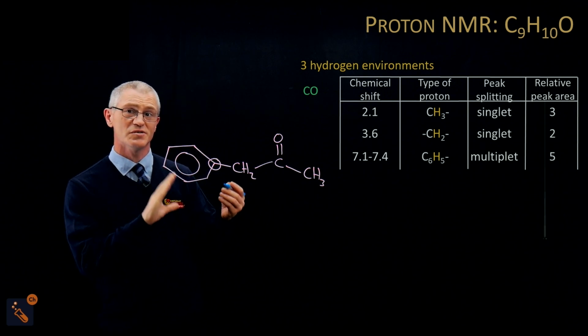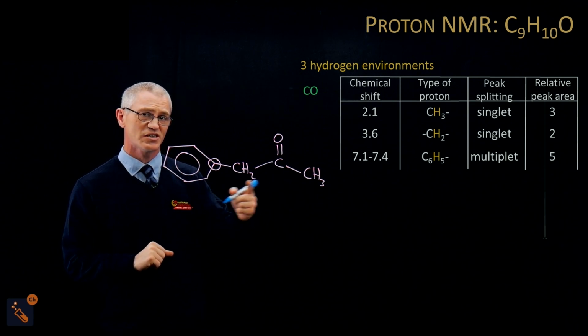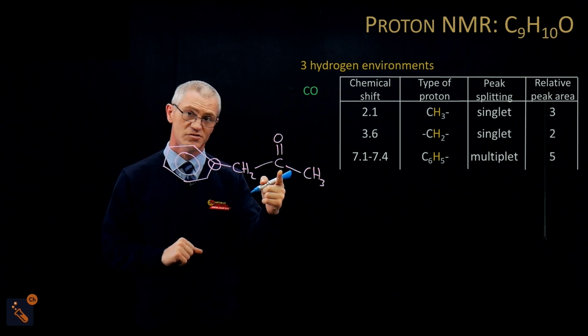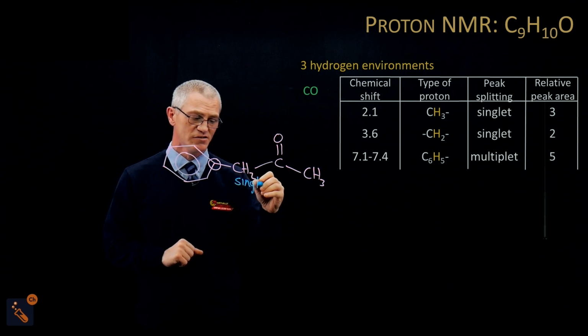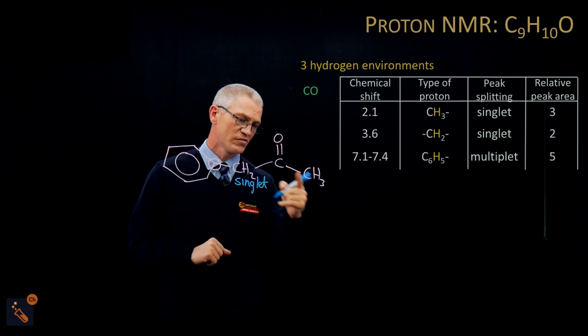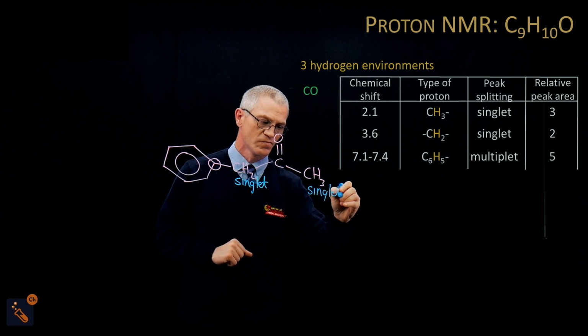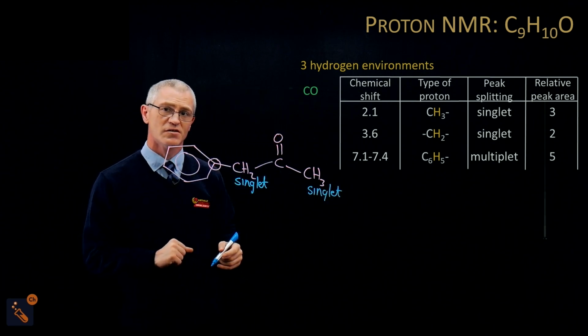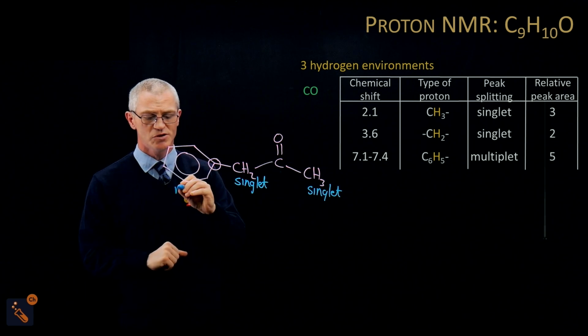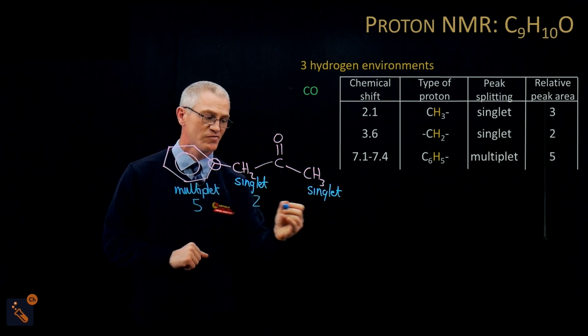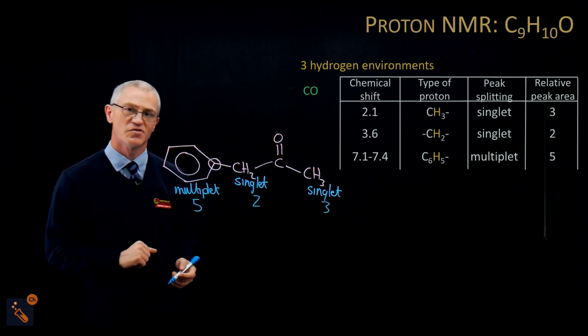Now, if we go back through this, let's just check. So you always do a check if you're right. And we've just connected this up. There's no hydrogens on that one. There's no hydrogens on that one. And therefore, this would be a singlet. There's no hydrogens on this carbon next to here, so this would be a singlet. This one would be a multiplet, and a multiplet with a relative peak area of 5. This would have a relative peak area of 2, relative peak area of 3.